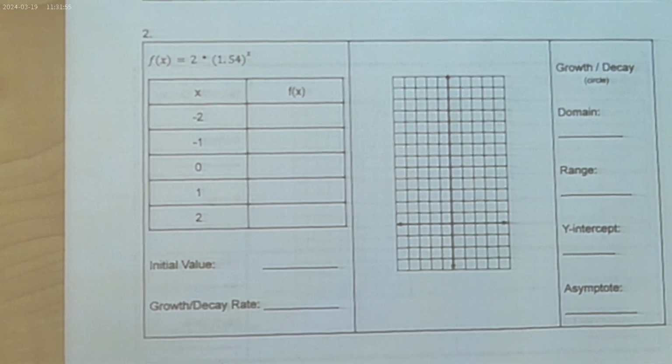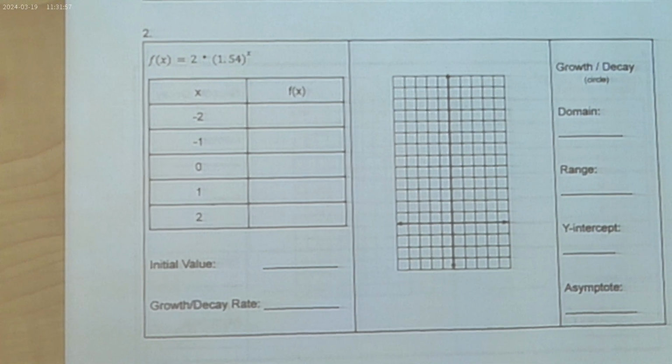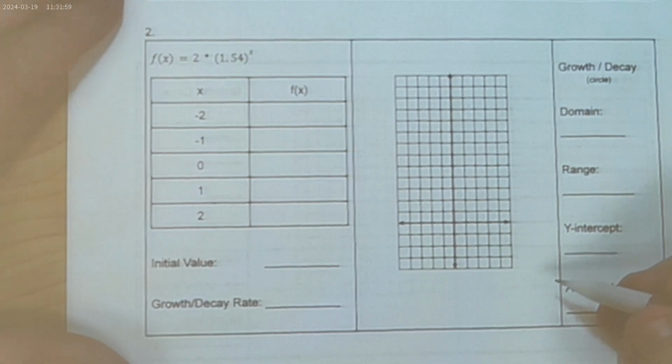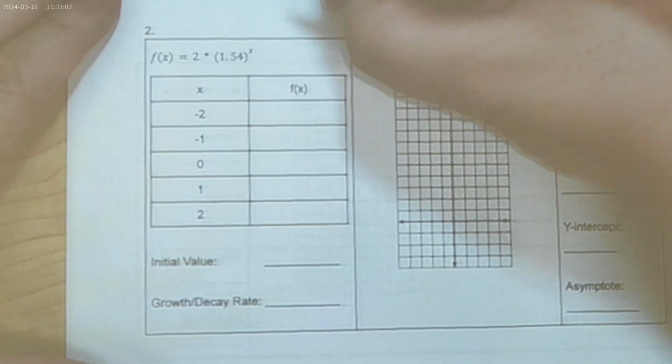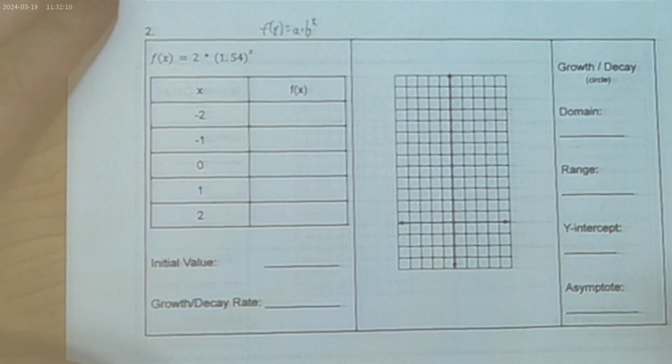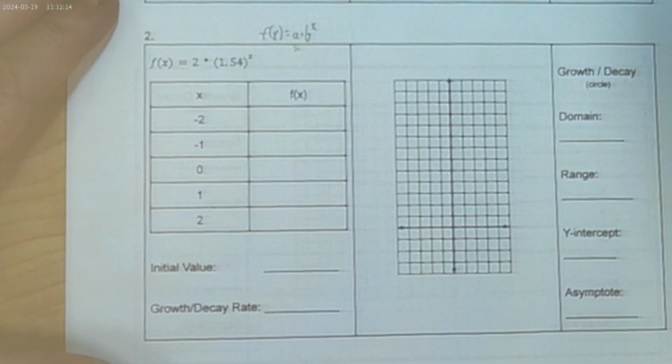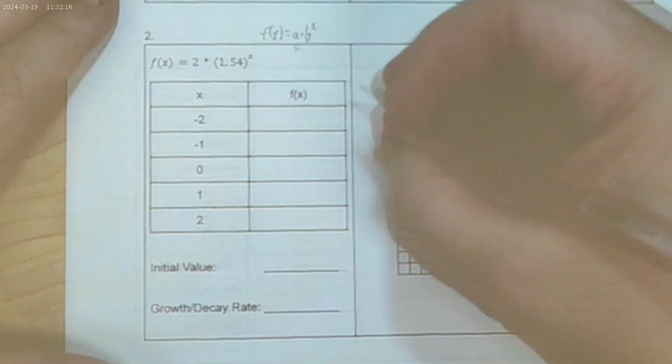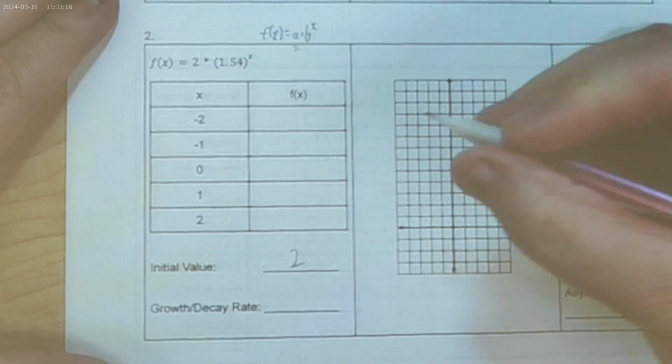So with this one, all right, got something a little bit different here. This one is a lot more like our general equation, f of x equals a times b to the x. So what that means is if we have a, that means that we know what our initial value is. Our initial value is going to be 2.